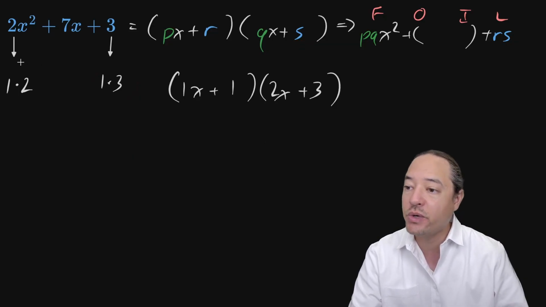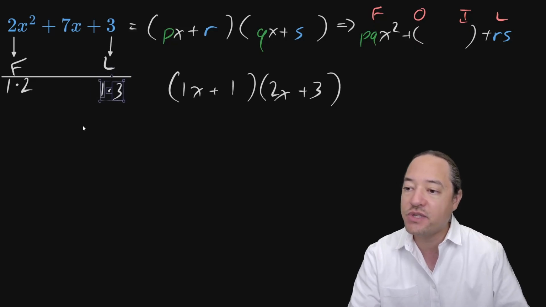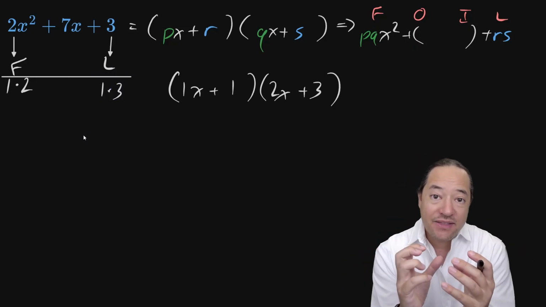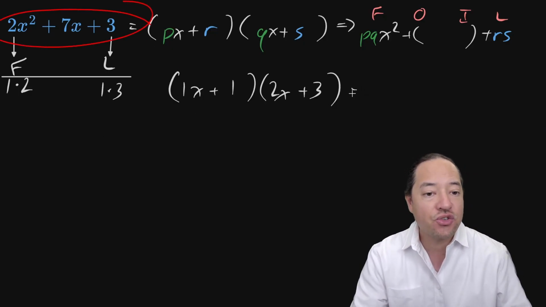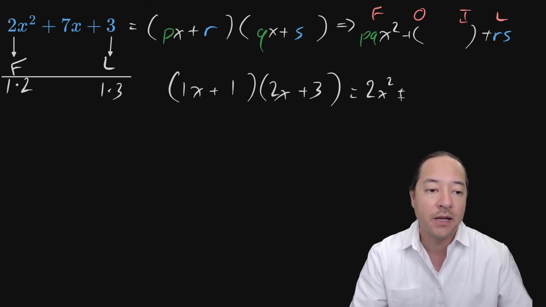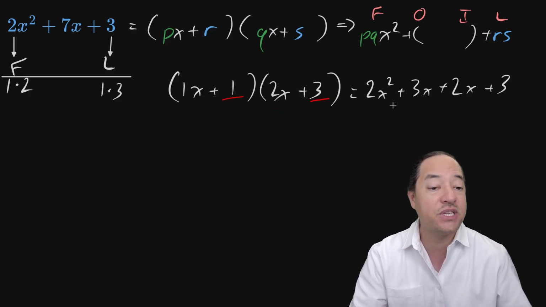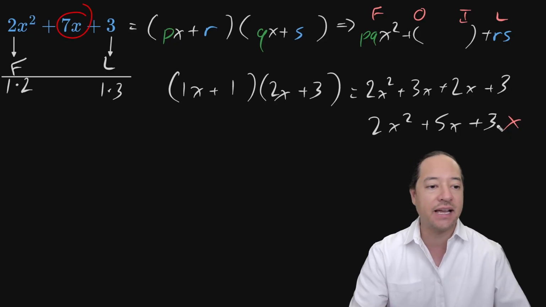So what I'm saying is we can look at the first and the last of these terms here, and we want to multiply these together such that we reproduce the same original expression. Okay, so let's try this. Let's try FOILing this out. What we're going to get is 2x squared, outer times outer will give us a 3x, inner times inner will give us a 2x, and then last times last will give us a 3. Okay, and if we simplify this, we get 2x squared plus 5x plus 3, and this is wrong, okay? We wanted a 7x, not a 5x.